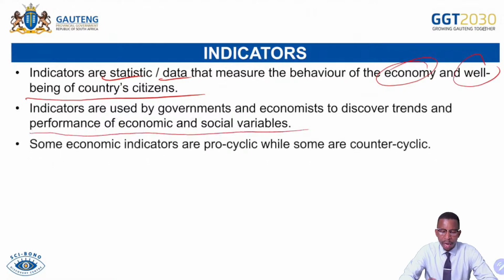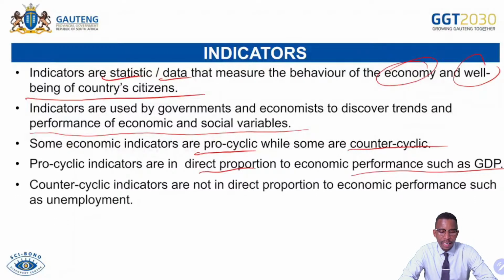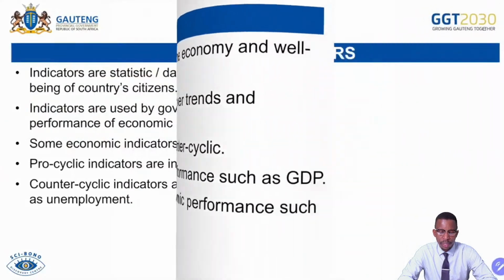Some economic indicators are pro-cyclic, while some are counter-cyclic. Remember, that has been mentioned before. Pro-cyclic indicators are indicators that are in direct proportion to economic performance, such as GDP. If GDP or real GDP increases, there will be economic growth increasing. Counter-cyclic indicators are not in direct proportion to economic performance, such as unemployment. If unemployment is increasing, we expect economic growth to decline, so it is not in proportion.